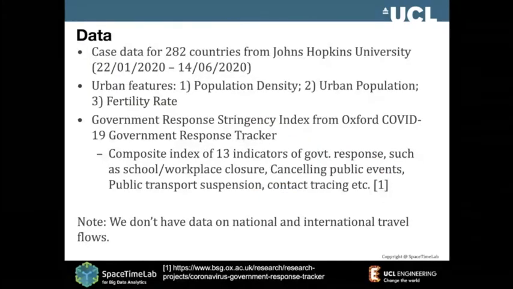So what we use, as I said, at that time is very limited data available. So we use the data from the Johns Hopkins University. Thanks to them, I mean, we are all using their data. So we try to model 282 countries. And we use the data set, majorly population, and then, of course, the population density and the urban population, and also use the fertility rate representing young population.